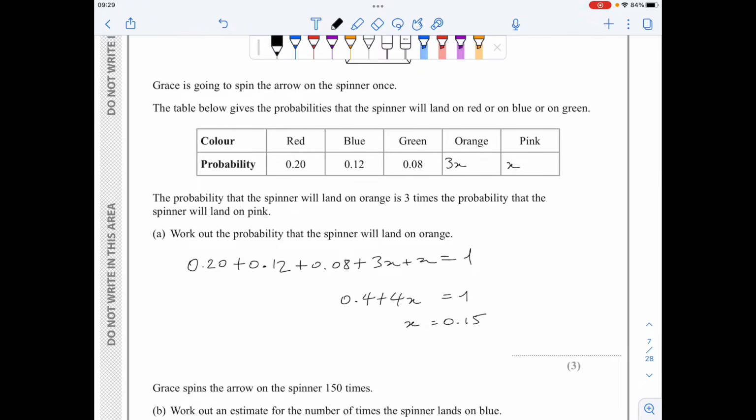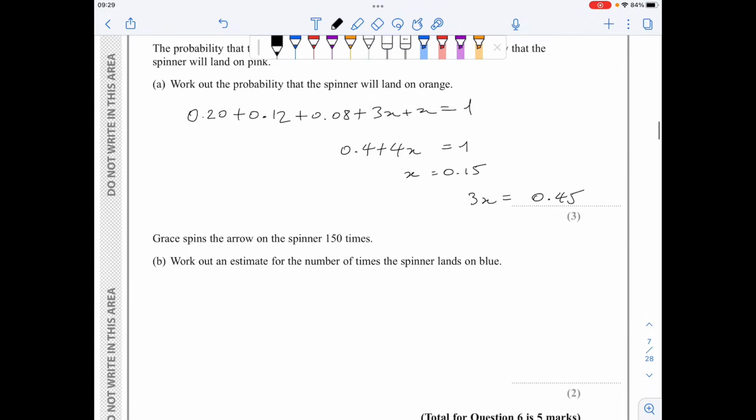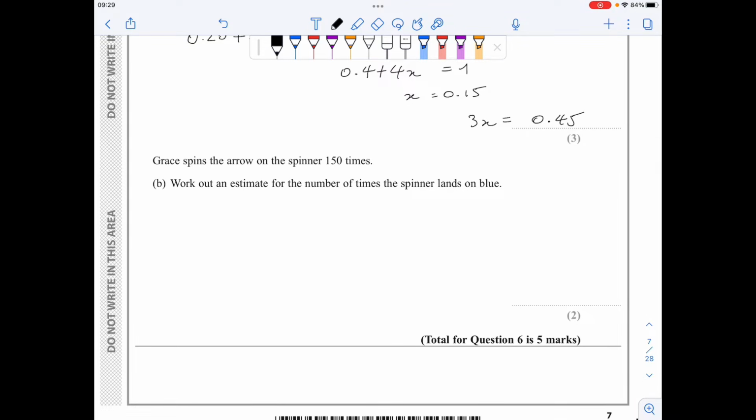I want the probability it will land on orange, so I want the 3x. This is equal to 0.45. In part B, I will spin the arrow 150 times. I need an estimate for the number of times it lands on blue. This will be 150 times the probability of blue, which is 0.12, and the answer comes out to be 18.